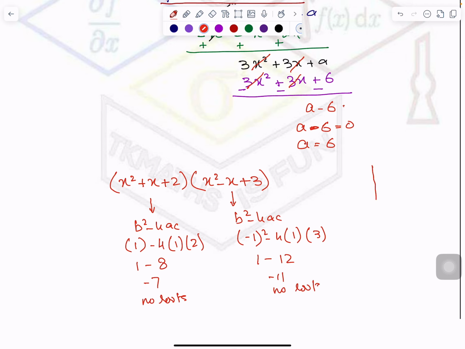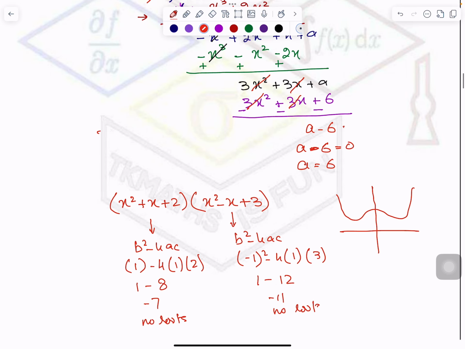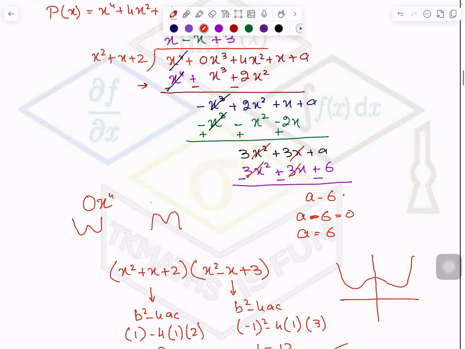So what does this mean? This means this quartic is totally above the x-axis, because if the coefficient, I am sure you know this thing, if the coefficient of x power 4 is positive, it is W shape. If it is negative, then it is M shape. You know that. So right now, because I'm not getting any root from the quadratic factors, it means the curve is totally above the x-axis. I hope you understood this.